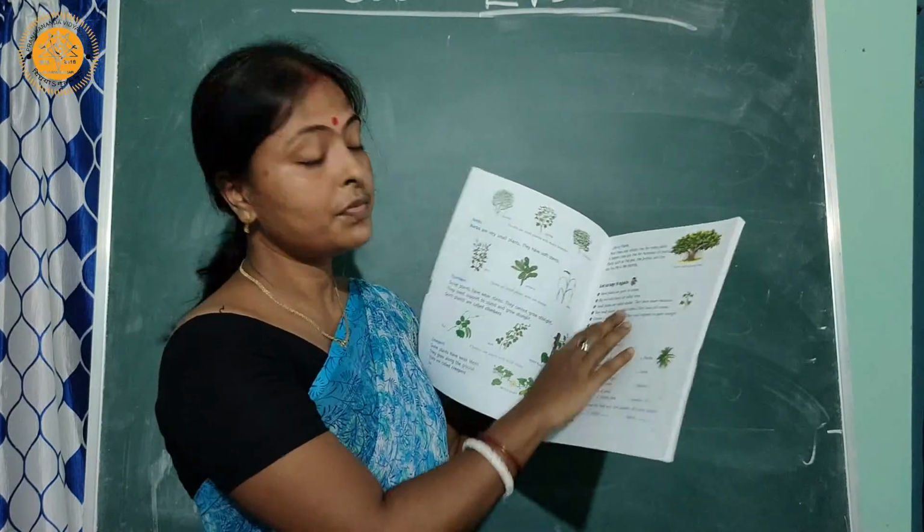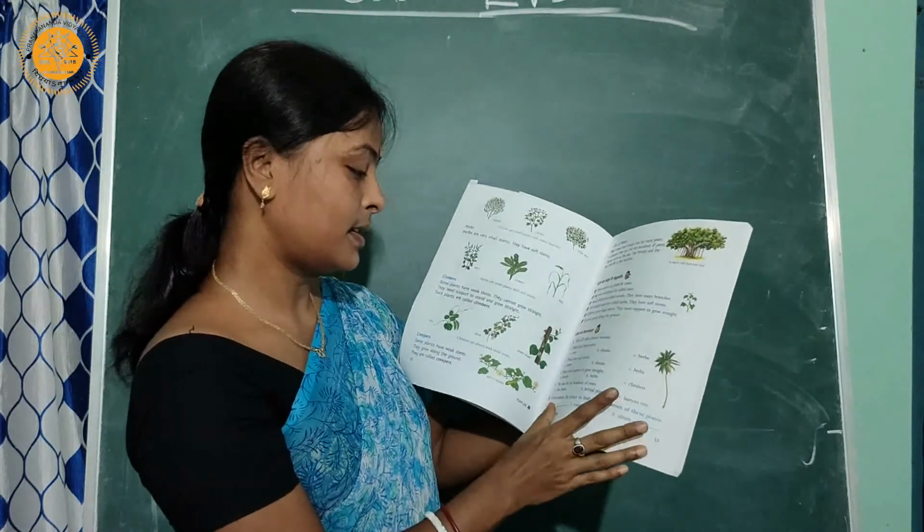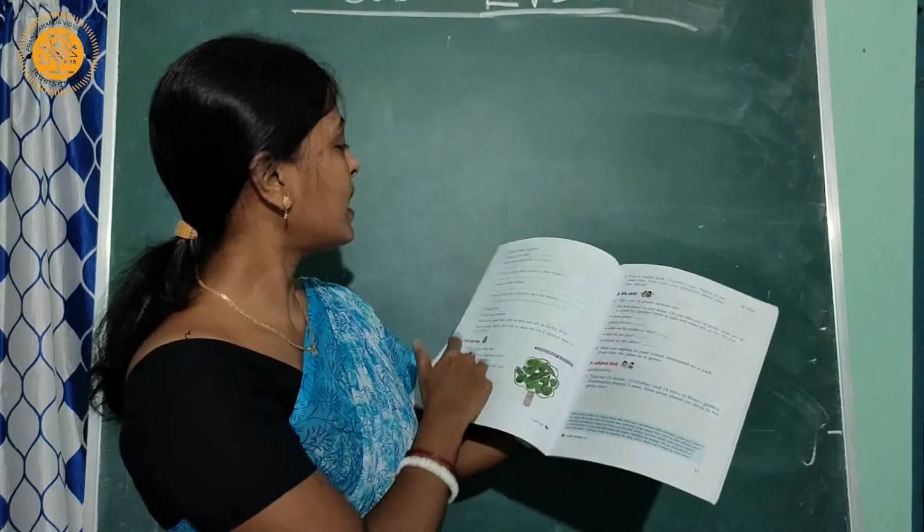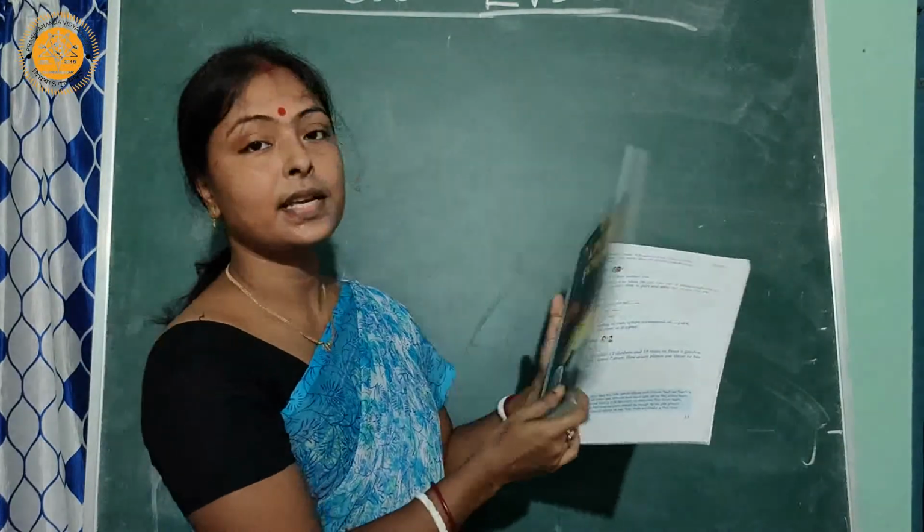In another class we will revise the next. There is unscramble the jumbled letters to find out the names of these plants, and this answer question we will study in the next class.